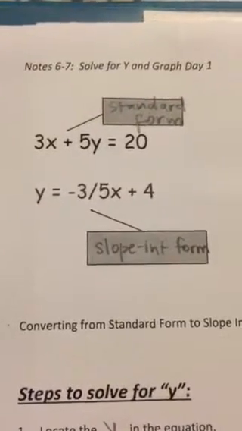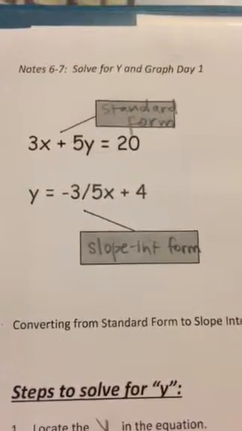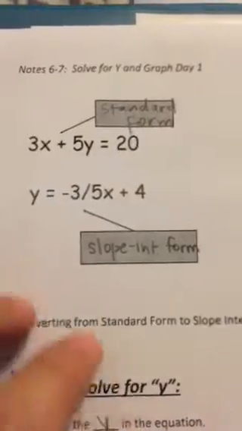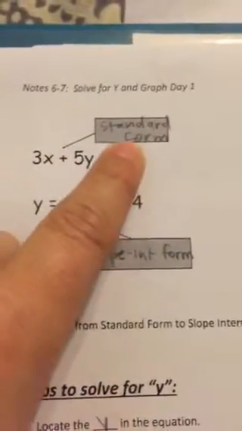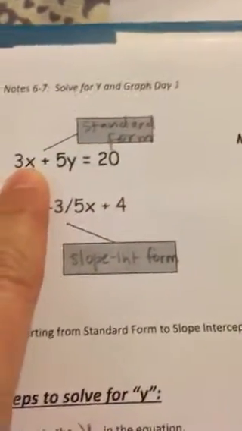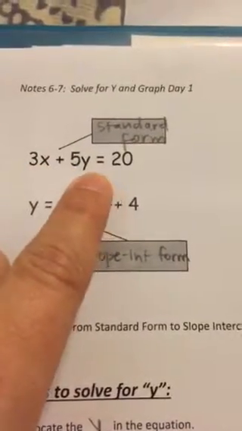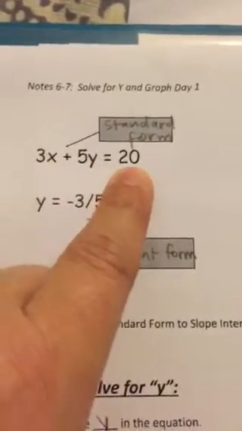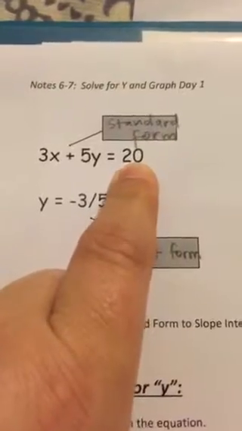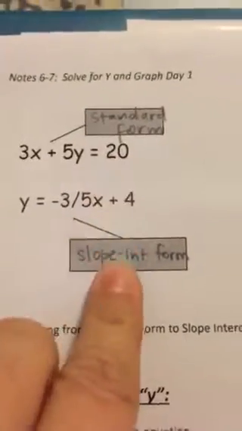Hi, these are the notes for 6-7, solve for y and graph day 1. As you can see here on this first equation, we've said that it's in standard form. So anytime you see an equation that has an x and then a y, an equal sign, and then a constant over here, that equation is in standard form.